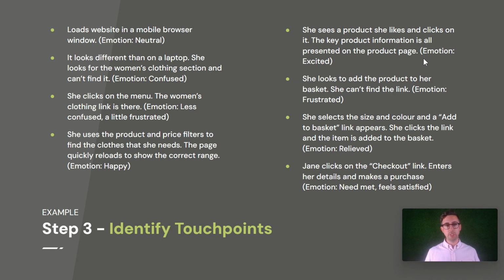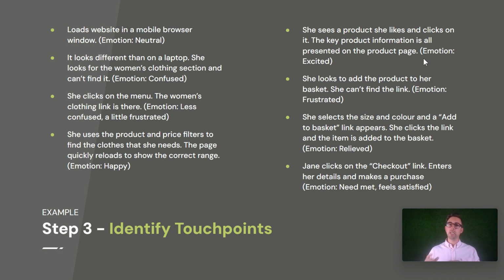Emotion is neutral. She doesn't feel happy or sad. It looks different than on a laptop, so she looks for the women's clothing section and can't find it, so she feels a little confused. She clicks on the menu and the women's clothing link is there, so she feels less confused but a little bit frustrated. She uses the product and price filters to find the clothes that she needs, and the page quickly reloads to show her the correct range, so she feels happy, great, she's got what she wants.